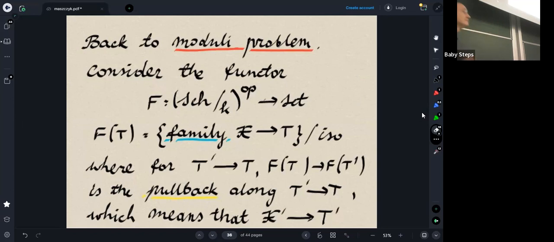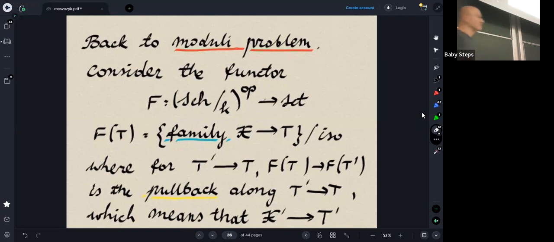Excuse me, can you please give us an example of a functor that represents an object? I'm going to do this. Okay, thank you. Maybe in 30 seconds, because such a representing functor will arise from the moduli problem.